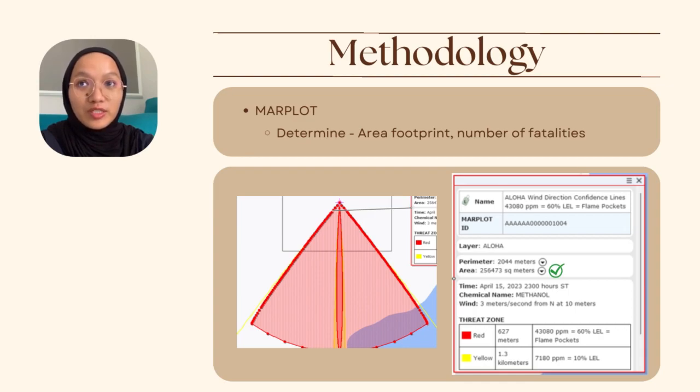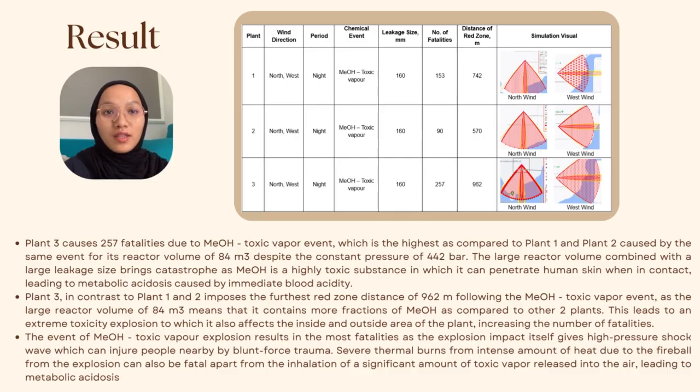which is the distance of affected area in Aloha, to be transferred to Maplot to get the footprint size, which is the affected area, to get the number of fatalities. The result comparison is done for the 3 plants, comparing the 3 plants according to both wind directions, which are north and west, and according to chemical events, and the highest chemical event that produces the highest number of fatalities is the toxic release of methanol.